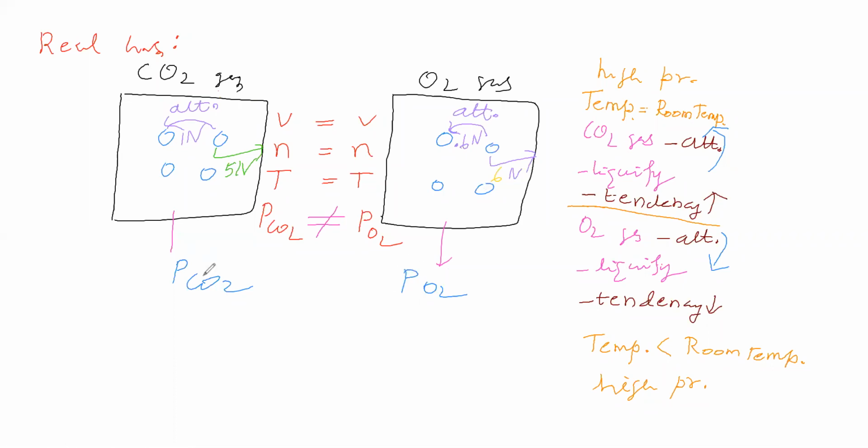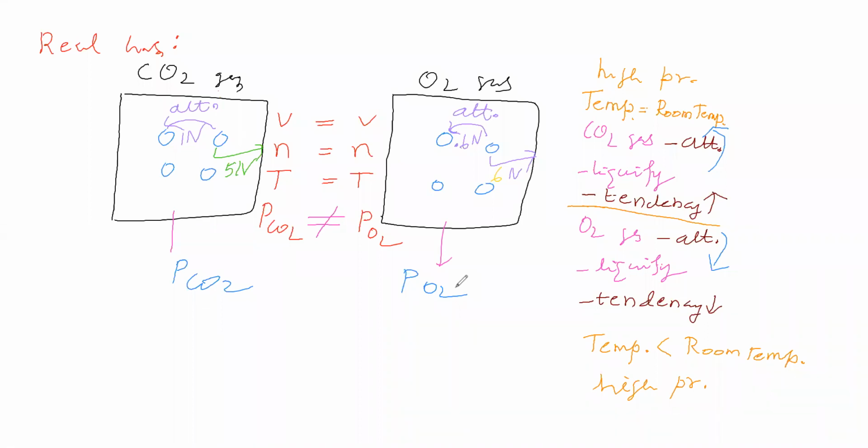Now compare the pressure exerted by carbon dioxide and the pressure exerted by oxygen. Which has the higher value, which is exerting higher magnitude of pressure? Both are real gases. Which is exerting higher magnitude of pressure, oxygen or carbon dioxide? What do you say?